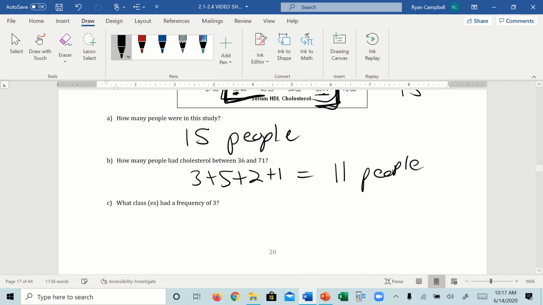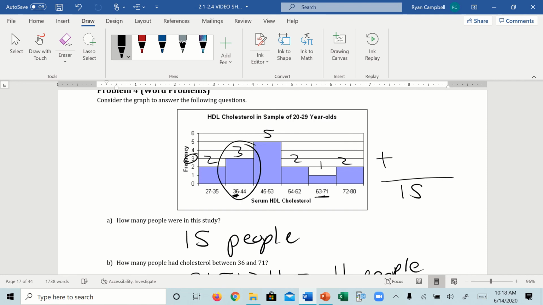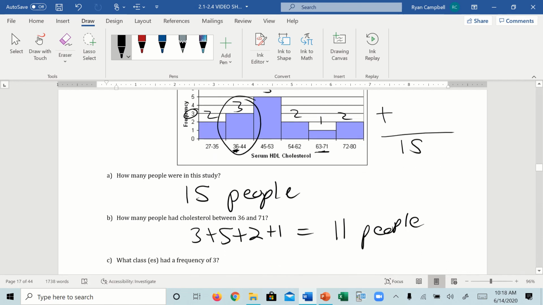What class or classes had a frequency of 3? So if you notice, the frequency of 3, that was the class from 36 to 44.